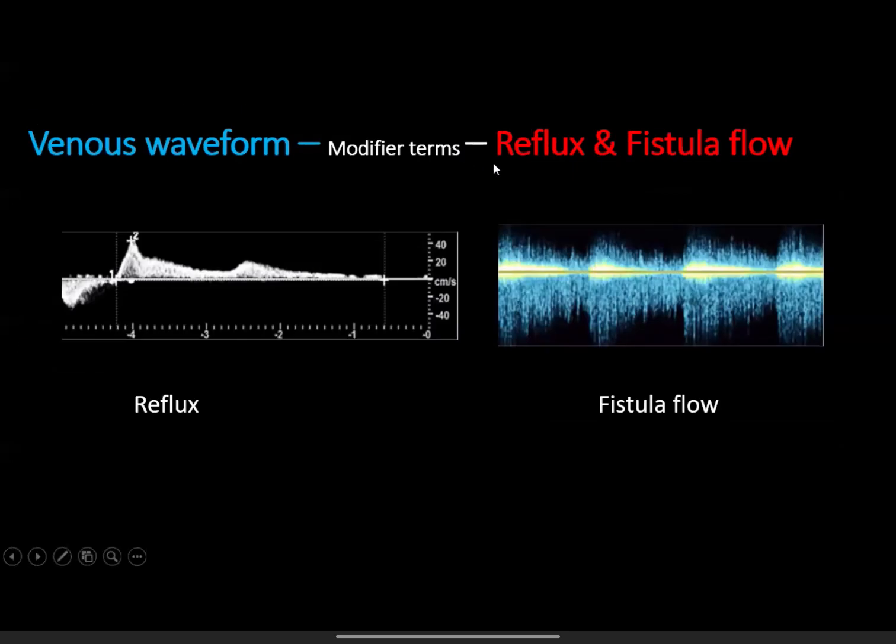Another modified term is reflux and fistula flow. When we ask the patient to perform the Valsalva maneuver, we will see there is abrupt reversal with slightly increased velocity and then gradual reverse flow, in its entirety lasting a couple of seconds or even a significant time duration. This is indicative of reflux within the vein. And at the site of an arteriovenous fistula, we will see continuous, low resistance, high velocity, high volume flow.